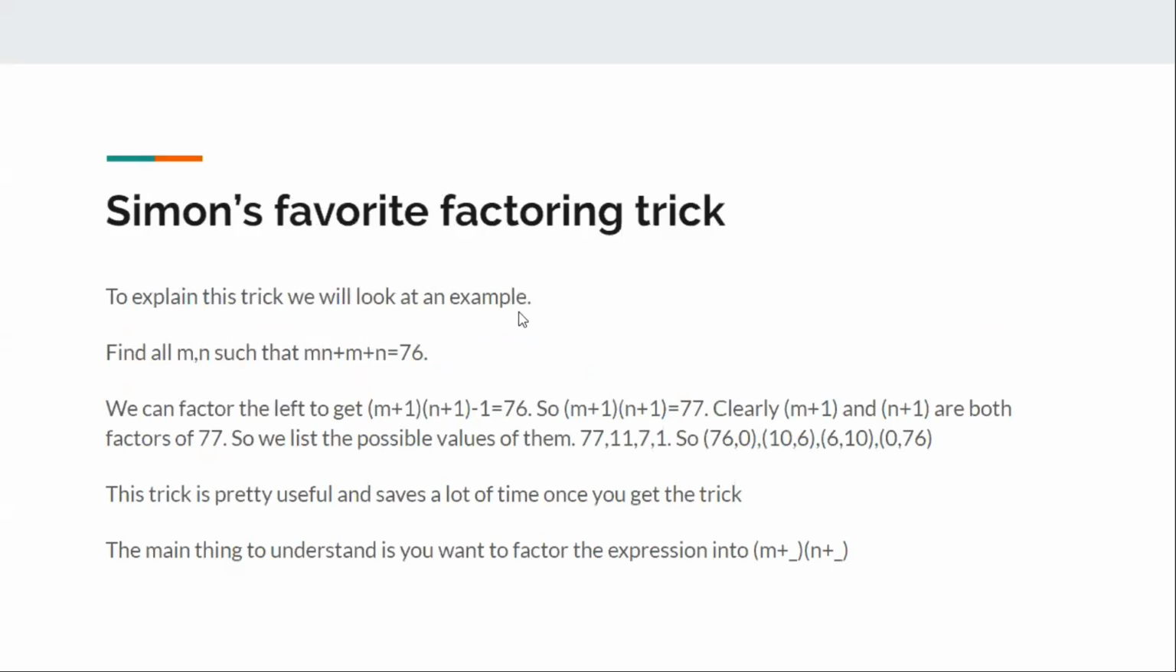Okay, so this is Simon's favorite factoring trick. This is really helpful in AMC. I've seen this a lot, in math contests especially. So I'll just show you an example to explain this.